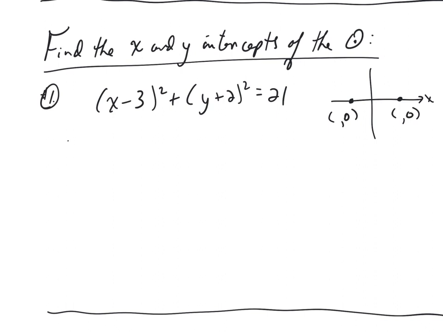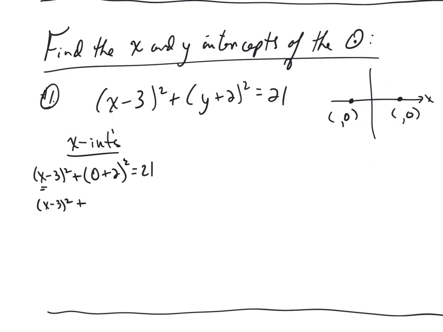So to calculate x-intercepts, what we do is we replace y with 0. So if I leave the x alone, but I replace y with 0, notice it's not y plus 2, it's 0 plus 2. Now what's the only variable left? X. So of course I can then solve that equation for x. I'm going to do it this way. 0 plus 2 is 2, and 2 squared is 4.